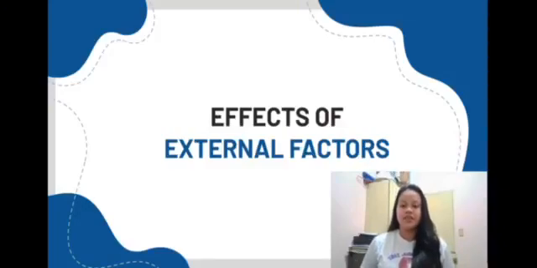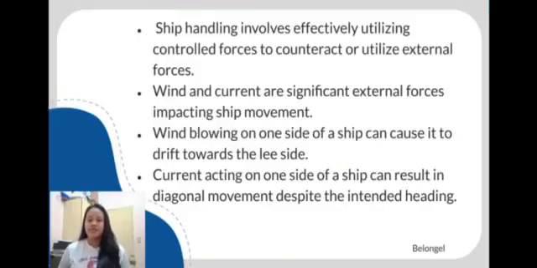So now let's move on to the effects of external forces. First is the ship handling, which involves effectively utilizing controlled forces to counteract or utilize external forces. Second is the wind and current are significant external forces impacting ship movement. Third is the wind blowing on one side of a ship can cause it to drift towards the lee side. Next is the current acting on one side of a ship can result in diagonal movement despite the intended heading.